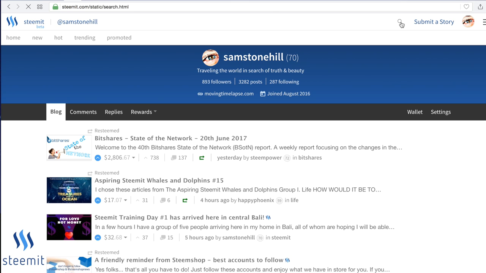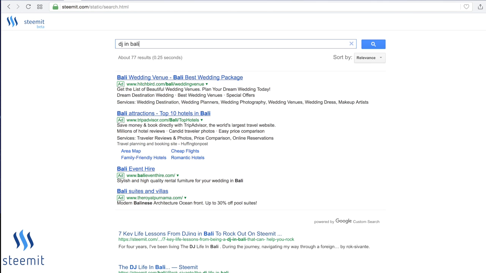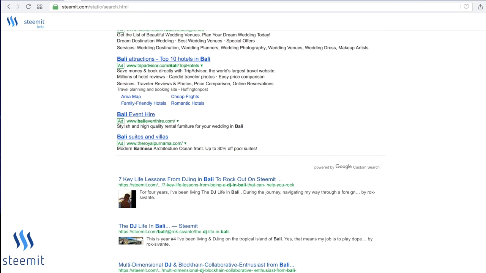So if you go to the search button here, I Google a lot. You can look for subjects. Links. You're seeing them now? No. No? They're starting to pop up a little bit on certain topics. It's only going to grow. DJ in Bali. So, DJ in Bali. The DJ life in Bali. Wow. Someone is already posting about the DJ life in Bali.